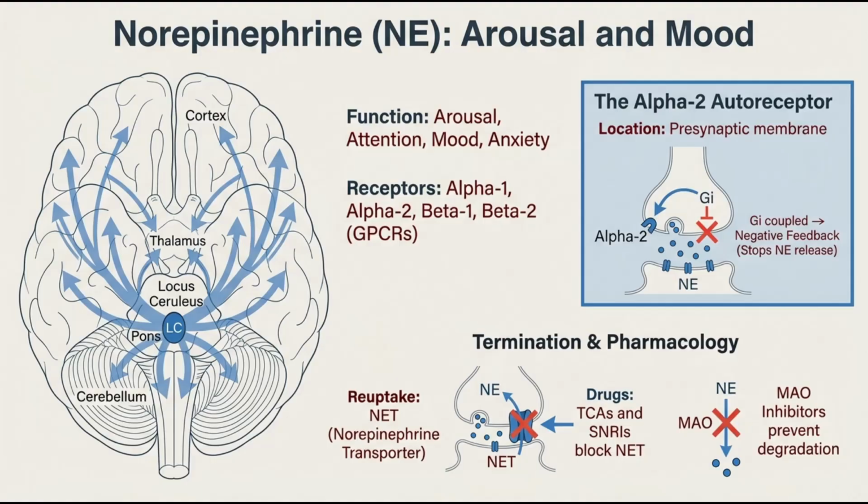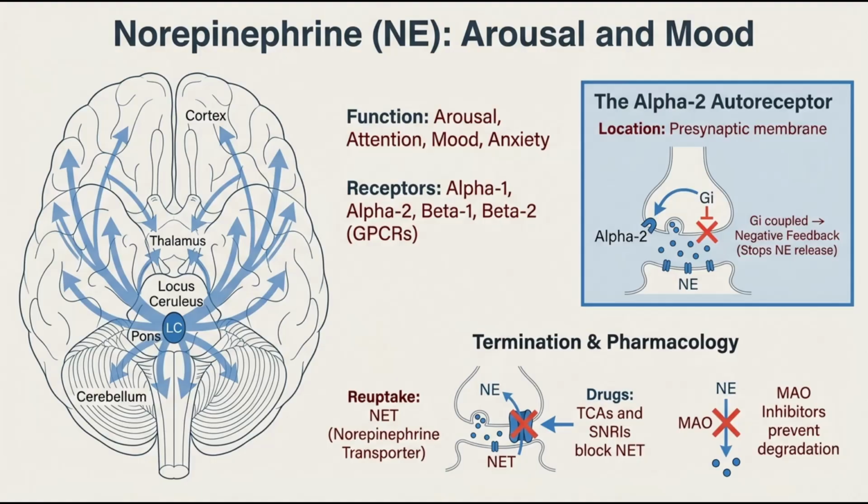It's coupled to a Gi protein, which then inhibits calcium channels and stops further vesicle fusion. It's a thermostat for neurotransmitter release. A perfect description. And of course, we have drugs that can hack this thermostat. Clonidine, for example, is an alpha-2 agonist. It stimulates this receptor. So it tricks the neuron into thinking there's too much norepinephrine out there. And the neuron shuts down its own release. That's how clonidine lowers blood pressure and can be used for anxiety or sedation.